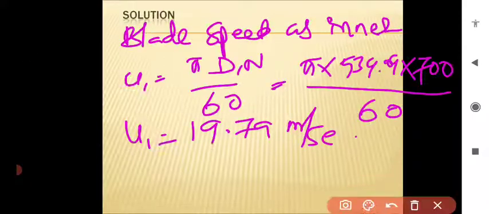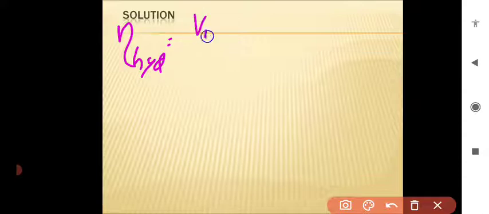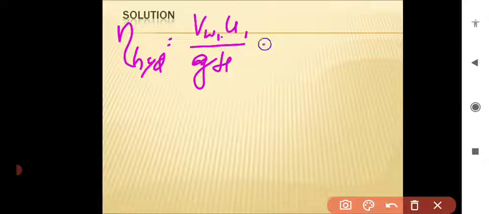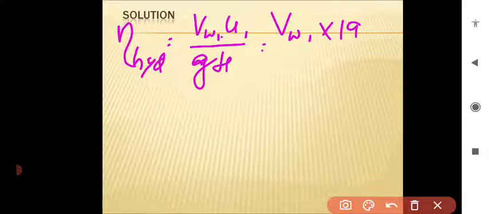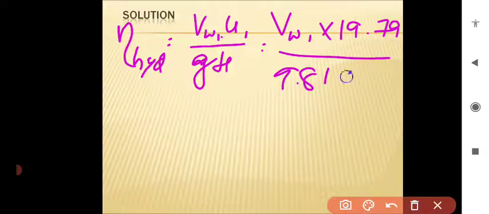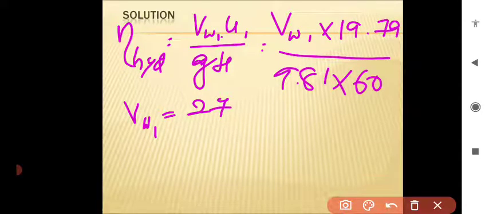Now we have to calculate next the hydraulic efficiency. From hydraulic efficiency we have to find out the VW1 value: VW1 U1 by gh, that is equal to VW1 into 19.79 by g, where g is equal to 9.81 and h is equal to 60. From this you will get VW1 is equal to 27.66 meter per second.